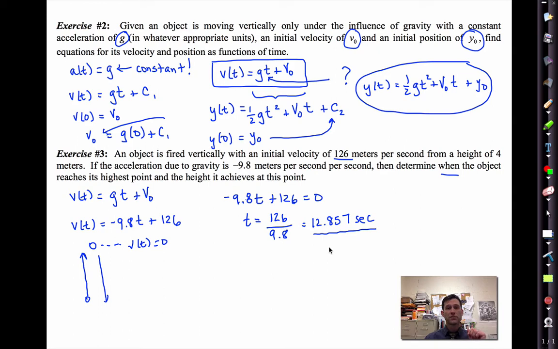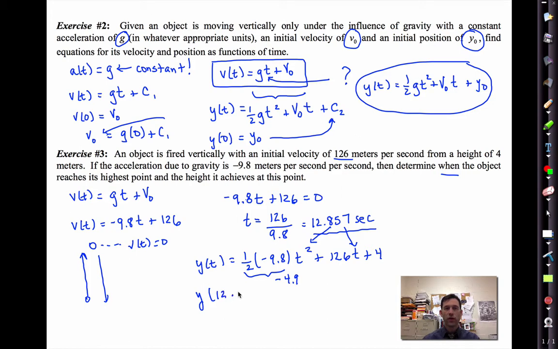Now the question is, at what height is it? Well, for that, we need the height formula. Y of t is going to be 1/2 times negative 9.8 times t squared plus 126 times t plus 4. So all I really need to do now is take this and substitute it into this height equation. Very often physicists will clean this up, make it into negative 4.9, but whatever, it's up to you.